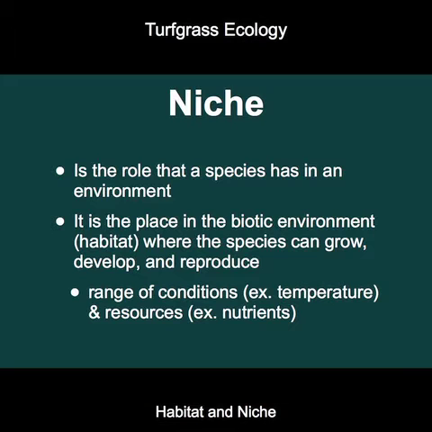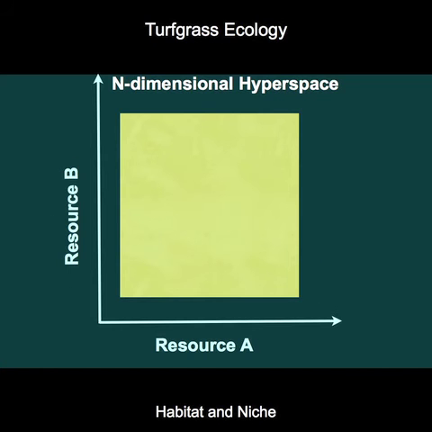A niche refers to the role a species has in the environment, where the species can grow, develop, and reproduce, and is defined by a range of conditions and resources. Prior to the 1950s, niche was often a nebulous term that was not very easily quantifiable. However, in the 1950s, an ecologist by the name of George Evelyn Hutchinson, who by some is referred to as the father of modern ecology, quantified what a niche was based on conditions and resources.